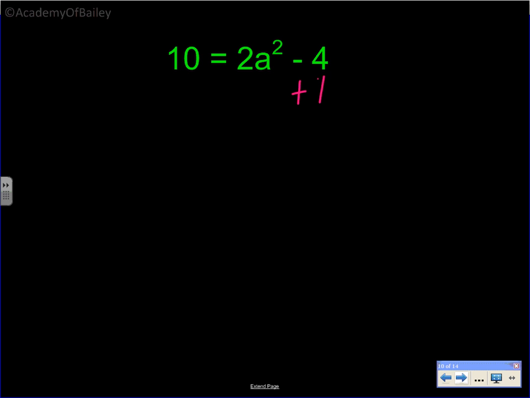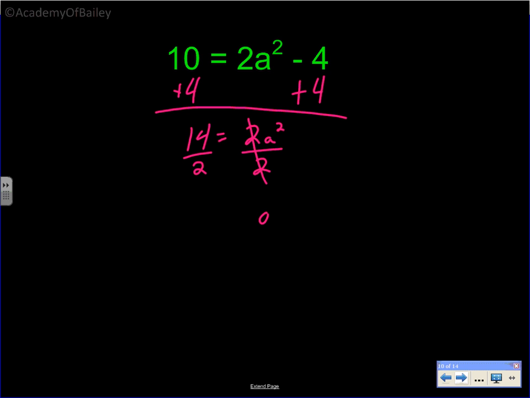First step, add 4. So you're going to get 14 is equal to 2a squared. You're trying to get a by itself, so you divide by 2. So a squared is equal to 7. How are you supposed to get a by itself? Take the square root of both sides. So a is equal to plus or minus the square root of 7. 7 is not a perfect square, so we'll just leave it like that.